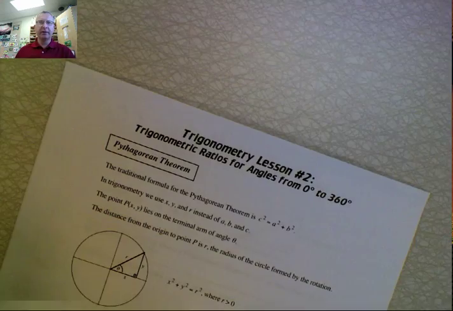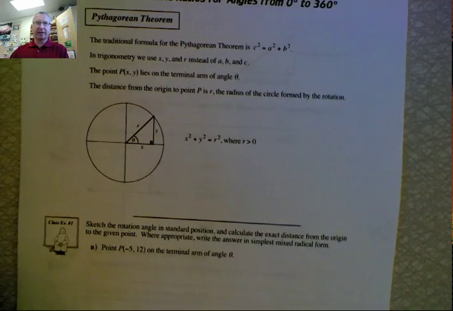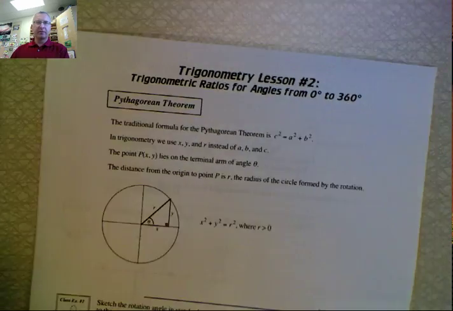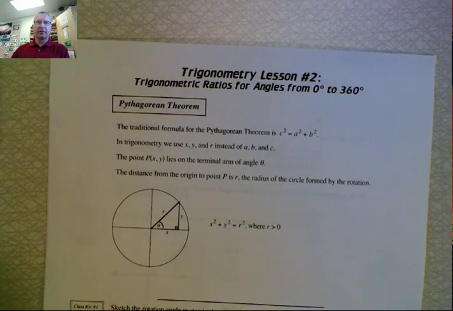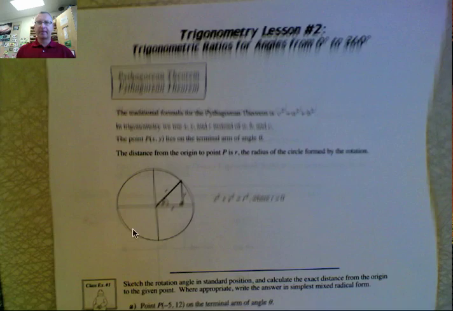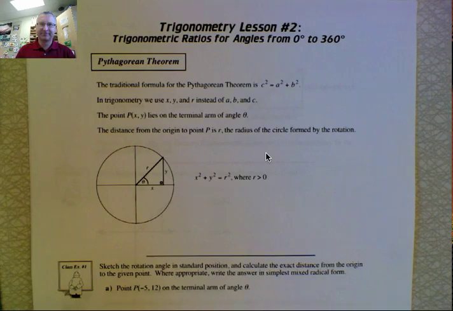So yesterday we talked about angle rotations and reference angles and things like that. So today we're going to use angle rotations and reference angles to help talk about trig ratios, things like sine, cosine, and tangent. And if you remember sine, cosine, and tangent from last year, those work in right triangles.